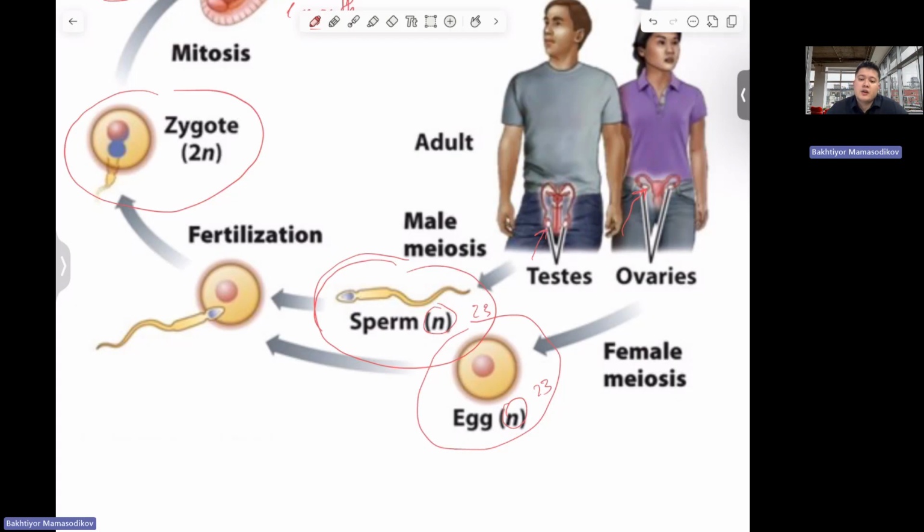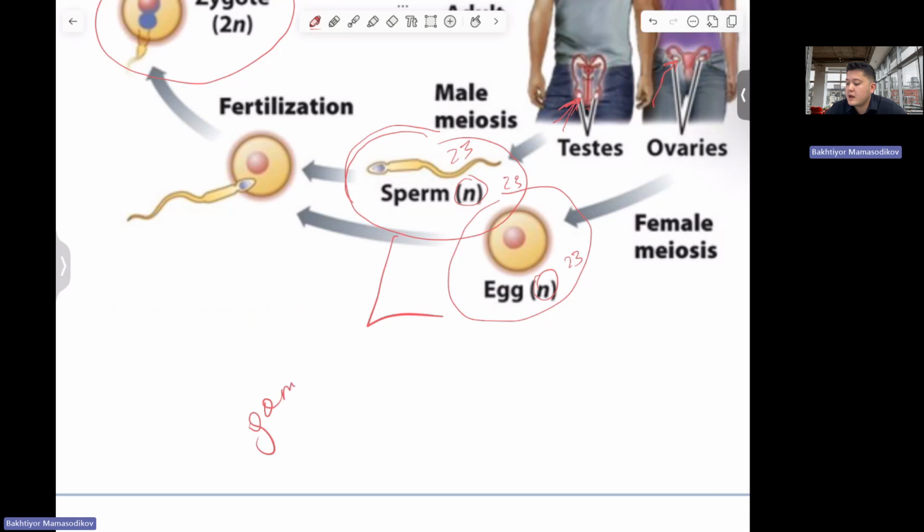So the testis does meiosis, which makes sperm cells with 23 chromosomes. In females, the ovaries do meiosis to make the egg cell, which also has 23 chromosomes. These we call the gametes, the sperm cell and egg cell. Actually, we call them gametes or sex cells.